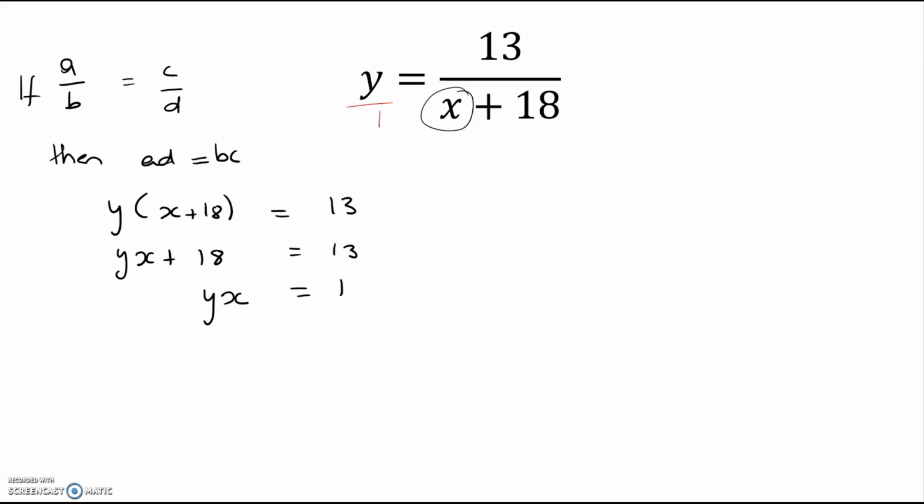Right, yx plus 18y equals 13 minus 18y. Now x is all of that divided by y.